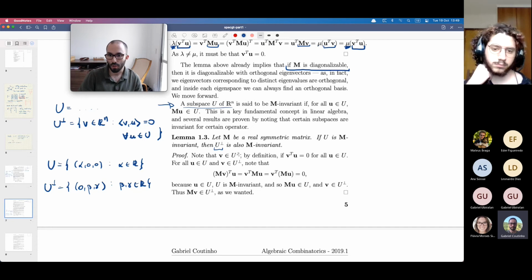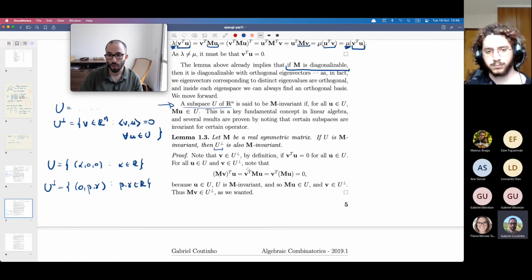So by definition, this vector being in U-perp means that it is orthogonal to all vectors in U. Okay. Now what do I do? I pick a vector U in U, and I pick a vector V in U-perp. I multiply M by V. I want to show that this thing is always orthogonal to U. And this is true very trivially because M is symmetric.